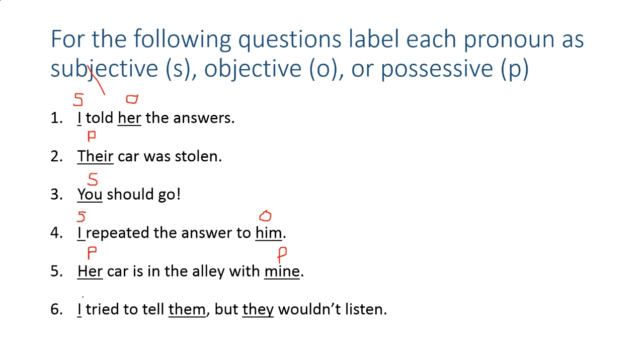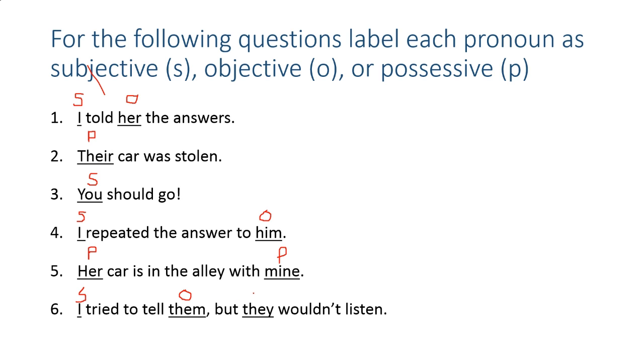I tried to tell them. I is the subject of the sentence, so this is going to be subjective. Tried to tell them. To tell them is a prepositional phrase, I guess. But anyway, I know for sure that this is an objective pronoun. Actually, I don't think that's a prepositional phrase, so take that back. This is definitely an objective pronoun.